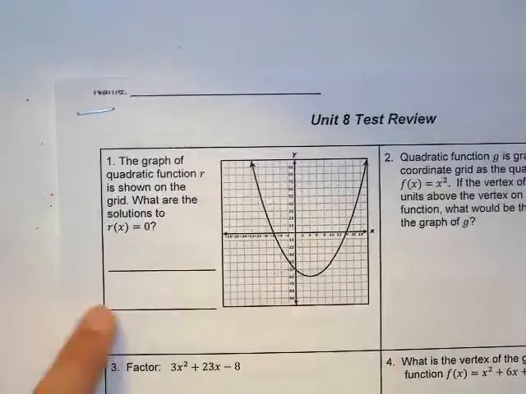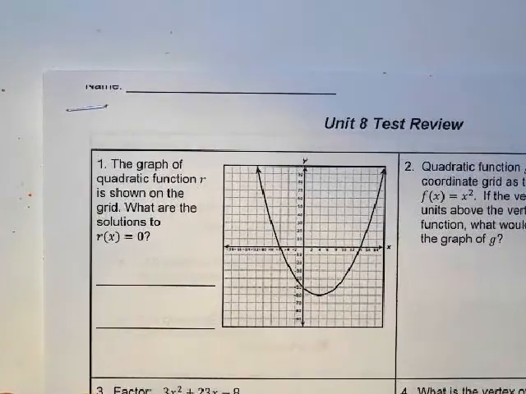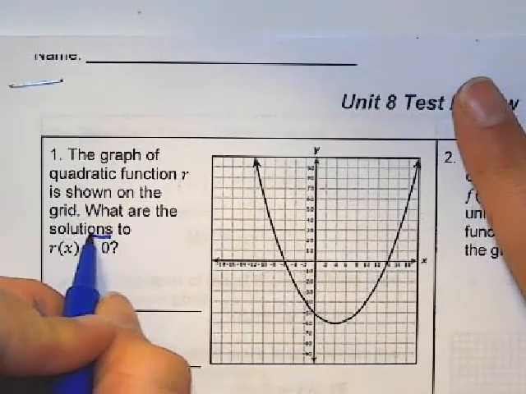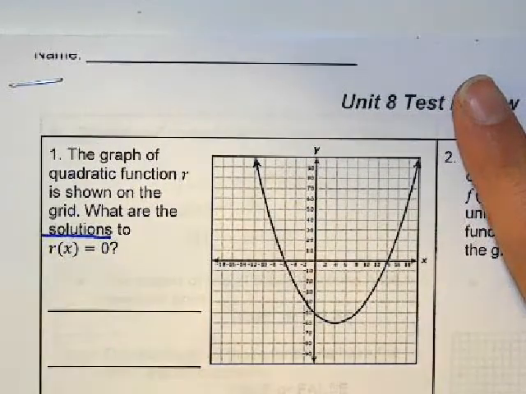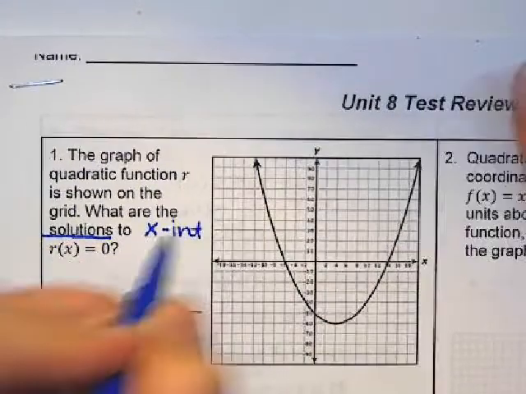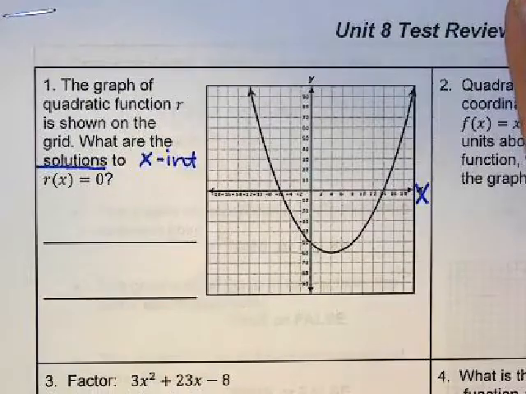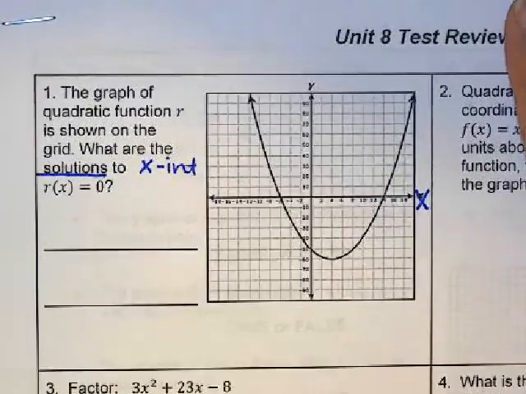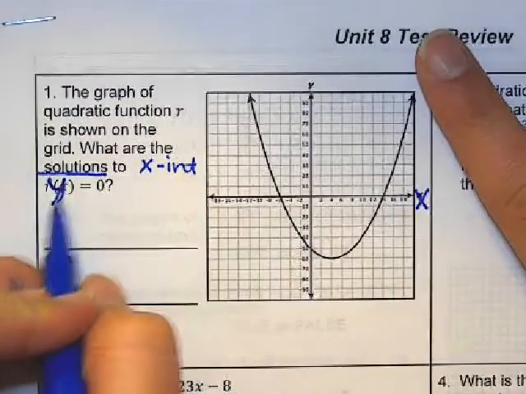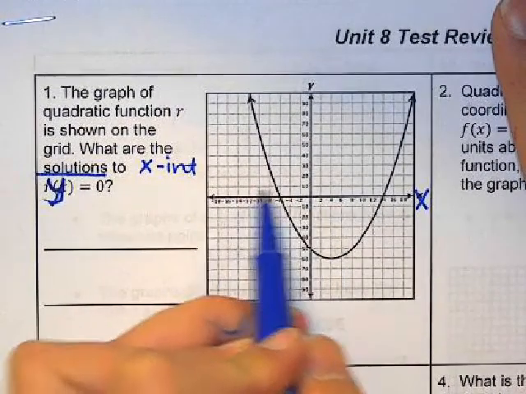Number 1 says, the graph of quadratic function r is shown on the grid. What are the solutions to r of x equals 0? So in this problem, the word solutions is my key word, and solutions means x-intercept. So I'm looking at the x-axis, and I'm trying to find what are the two places that the graph crosses the x-axis. R of x equals 0, well, R of x is the same thing as y, okay? So when y equals 0, here's 0 on the y, what are my x-intercepts?